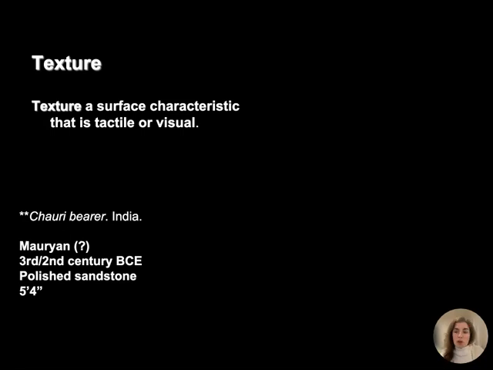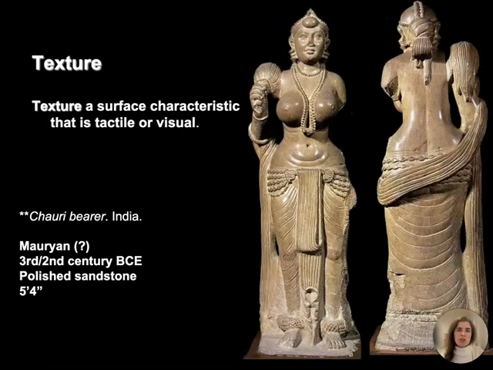All right. We also want to think about texture. So texture is this surface characteristic that is tactile or visual. So you could have actual texture, as we see with the Chauri bearer from the Mauryan period in India. So this was a period that's often called the Mauryan polish, this very, very beautiful high shine polish that we see on sculpture. This is very early sculpture, so 3rd to 2nd century BCE. This is sometimes also called the Didarganj Yakshi.